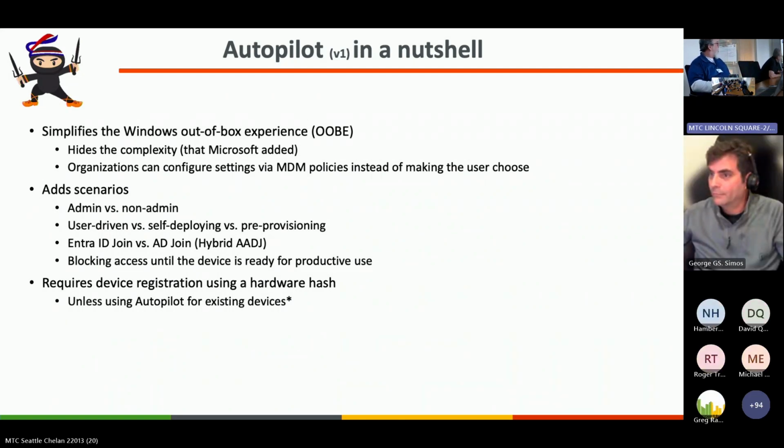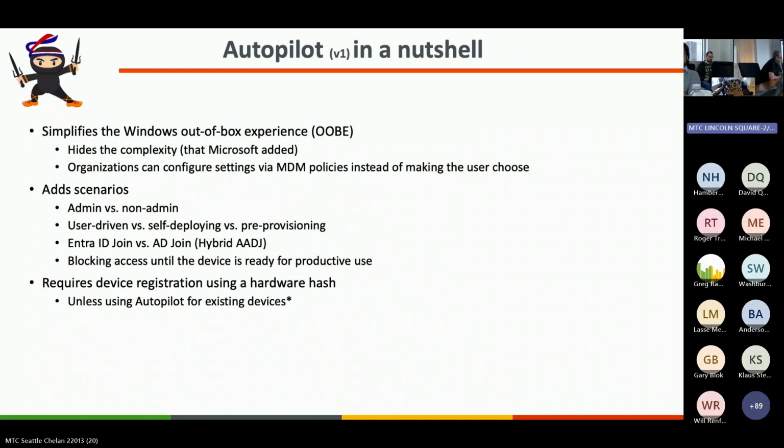So it's designed to hide things that you may not want to see during the OOBE process, as well as adding additional scenarios on top of what the out-of-box experience otherwise could do, to let you configure things like admin versus non-admin, scenarios around Entra ID versus Azure AD, Active Directory join, self-deploying, pre-provisioning. All of those additional scenarios build on top of the basic functionality that was already in OOBE, which didn't do a whole lot other than ask you a bunch of questions and try to get you to opt into other Microsoft services.